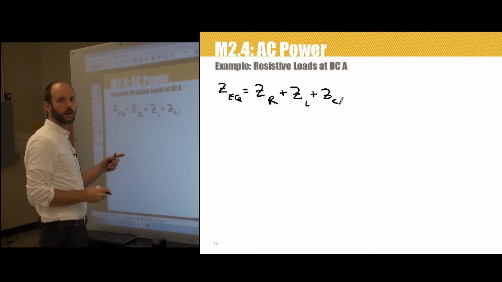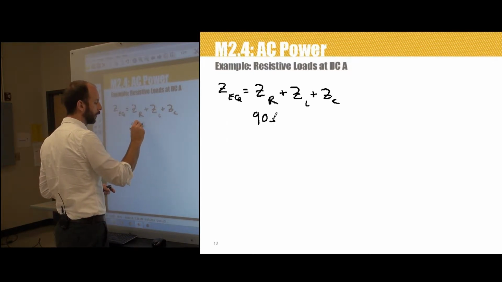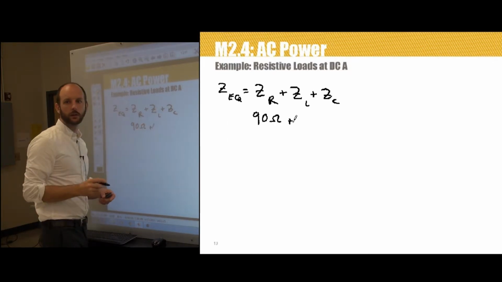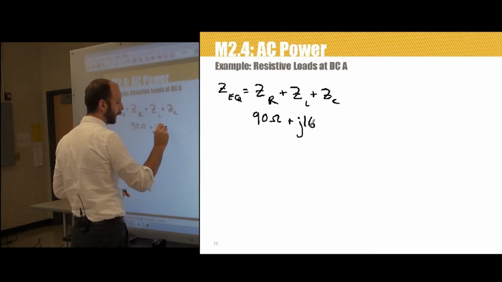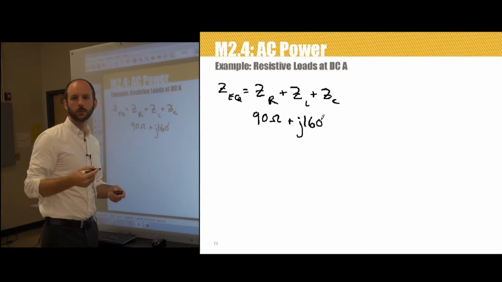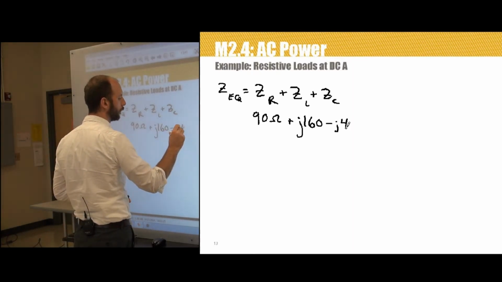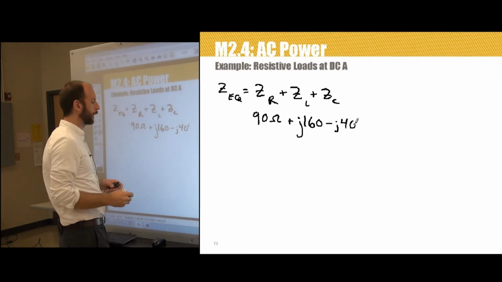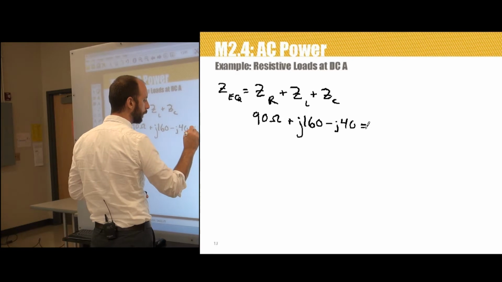It was a 90 ohm resistor, and then we calculated Z sub L as j160, and then we're going to add the impedance of the capacitor, which was negative j40, so minus j40. So the total circuit impedance is 90 plus j120.